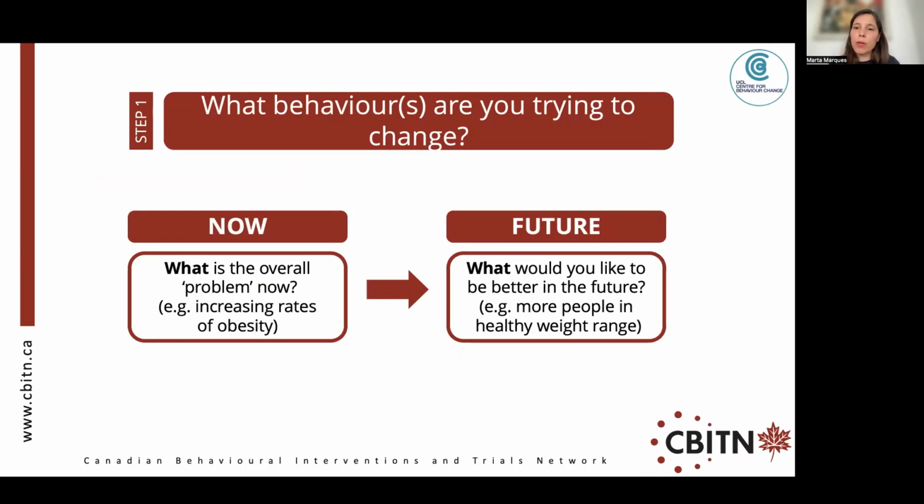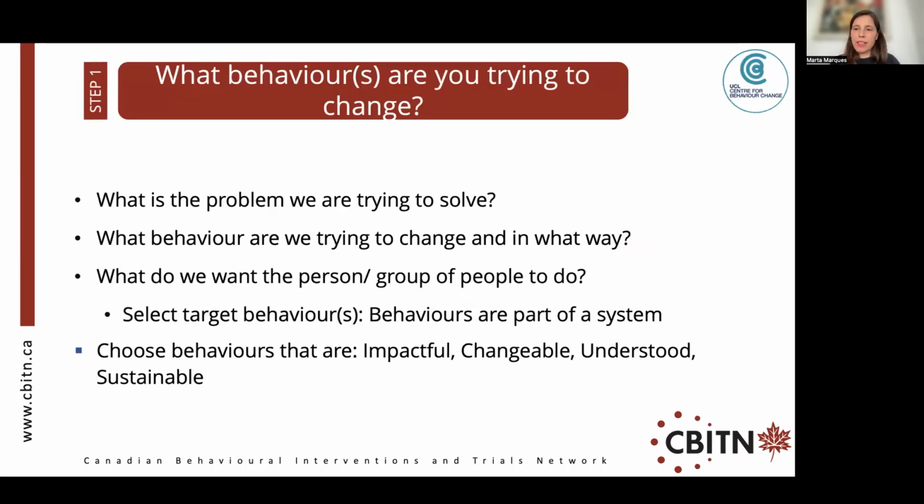In the behavior change wheel, what you do is identifying what is the problem that we have now. There's an example here, increasing rates of obesity, what we want to achieve in the future, more people in a healthy weight range. So based on this, based on identifying what is the problem in behavioral terms, we can ask a few different questions, and these are just examples. What is the problem we're trying to change? What behavior are we trying to change in each way? What we want people to do? This is the really important part.